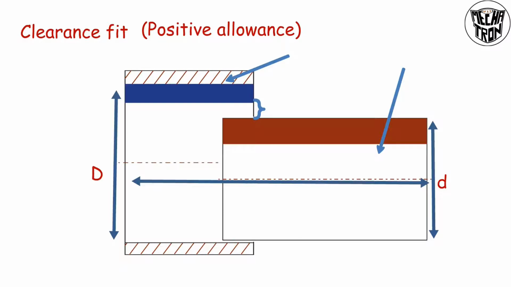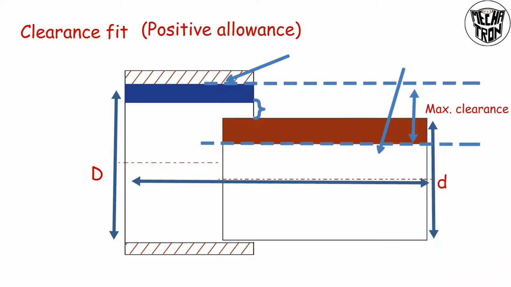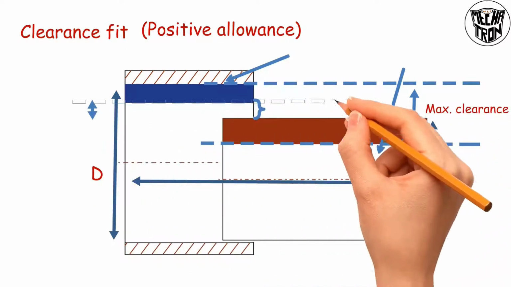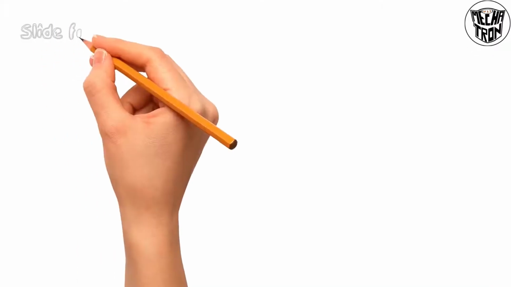And you see here, this gap between the maximum limit of the hole and the minimum limit of the shaft is called the maximum clearance. And this gap between the minimum limit of the hole and the maximum limit of the shaft is called the minimum clearance. Examples of clearance fits are slide fit and loose fit.